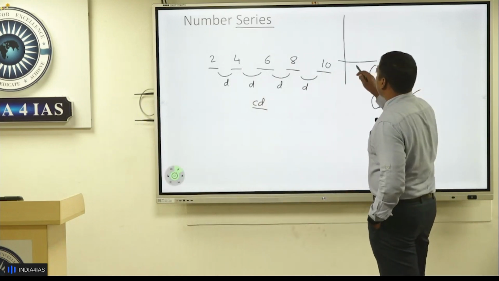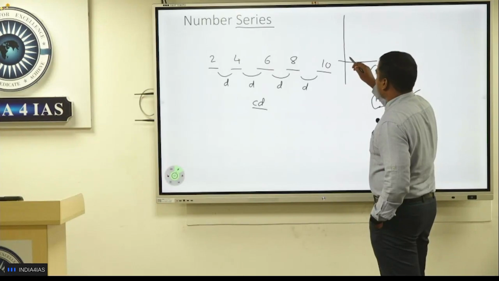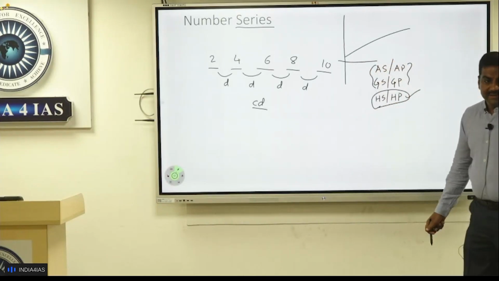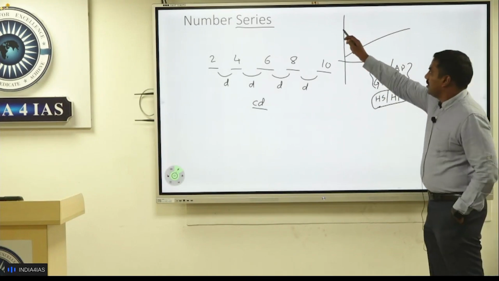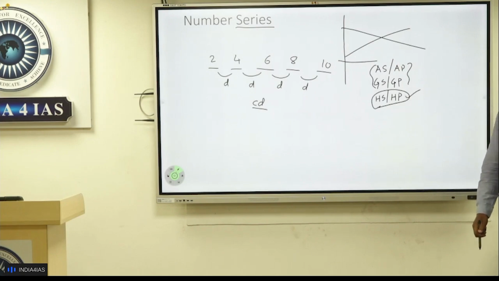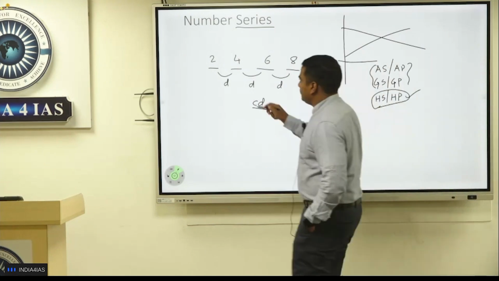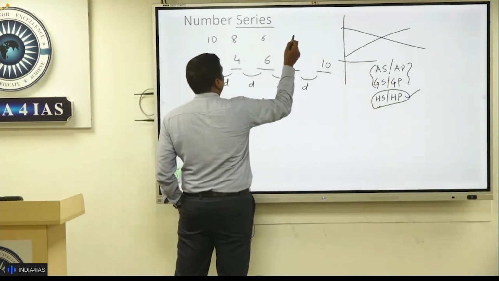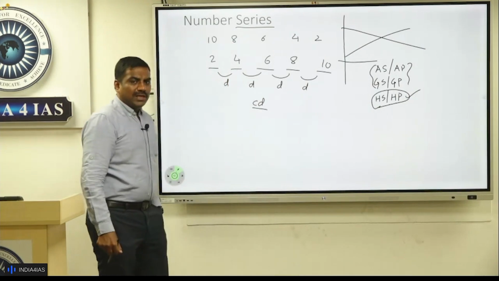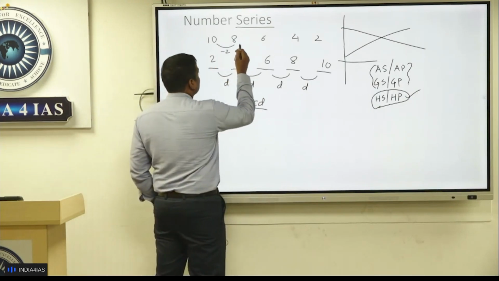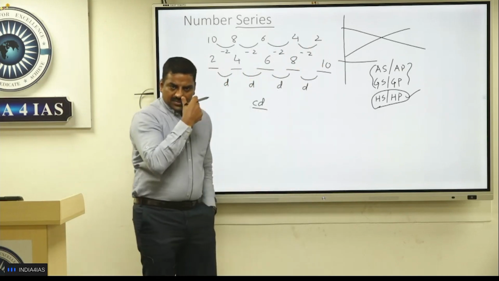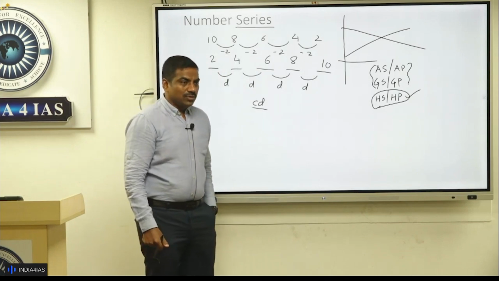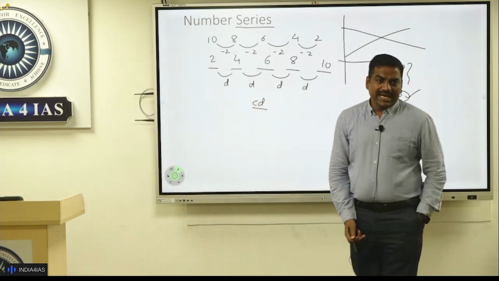If you draw the chart, 2, 4, 6, 8 can be drawn like this in a straight line. So an arithmetic progression will always be in a straight line. Even the decreasing order can be accommodated in the arithmetic series. For example, if you reverse this, 10, 8, 6, 4 and 2, this is also an arithmetic progression. What is the common difference? Minus 2. The difference is 2, but it is in decreasing order, so minus 2. From one element to another, we have to subtract 2. So both are called arithmetic progression.